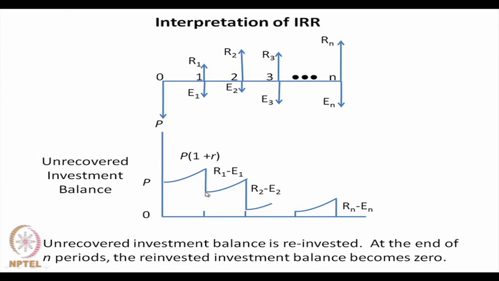That means it drops to this. Again it is assumed that it is reinvested for 1 year and then again the net revenue is subtracted. Like that this continues till, at this point of time, it becomes equal to 0. The value of R that results in the unrecovered investment balance being equal to 0 is called the internal rate of return.